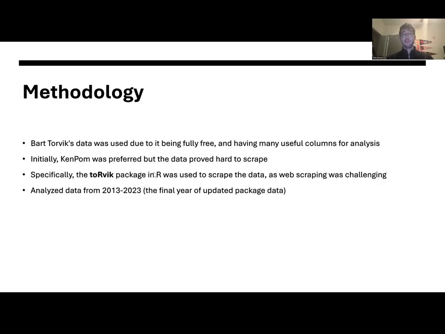So we analyzed data from 2013 to 2023, obviously not fully modern. We didn't have the 2024 or 2025 NCAA tournaments included. The reason for this was that 2023 is the final year that had updated package data in the Torvik package downloaded from CRAN that we could use.